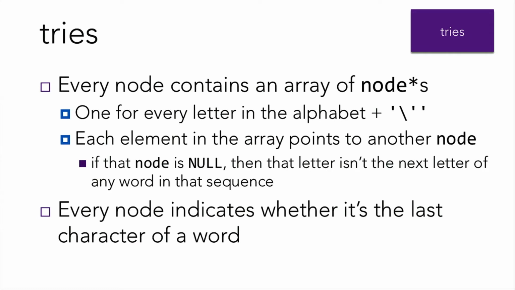All right, so that's how you might insert nodes, load words into those nodes, and insert them into your hash table. So now let's look at tries. In a try, every node will contain an array of node pointers, one for every letter in the alphabet plus an apostrophe. And each element in the array will point to another node. If that node is null, then that letter isn't going to be the next letter of any word in a sequence. Every node also indicates whether it's the last character of a word or not.